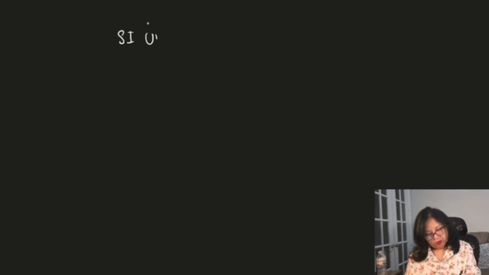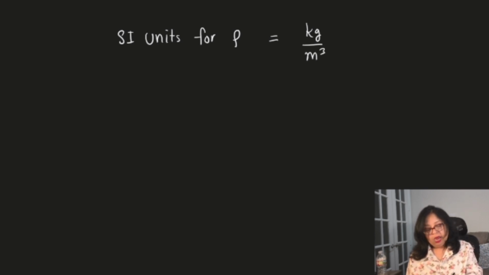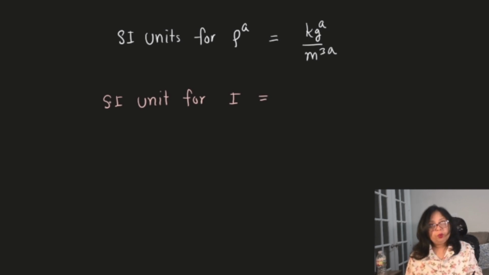So first, SI units for rho, the mass density. That will be kilograms for mass divided by meter cube for volume. However, I want the SI units for rho to the power A. So this becomes kilograms to the power A divided by meter to the power 3A. Next, SI units for intensity. Intensity is power per unit area. Power is watts divided by area, which is meters squared.